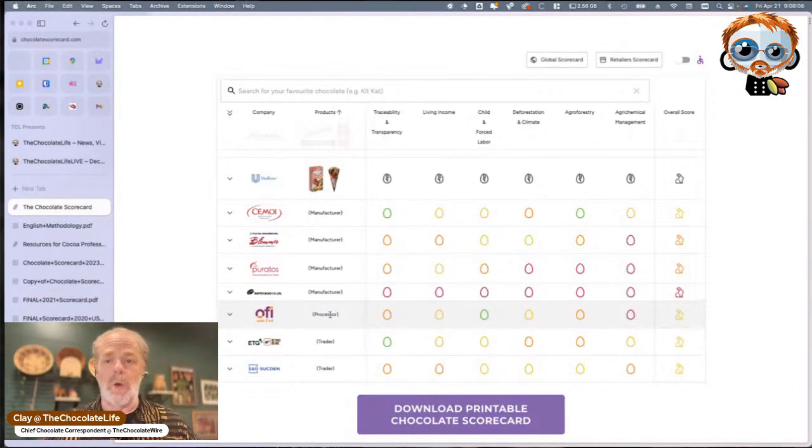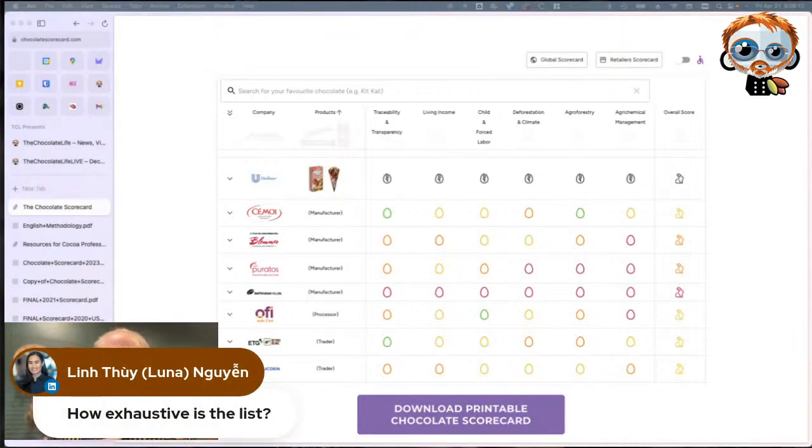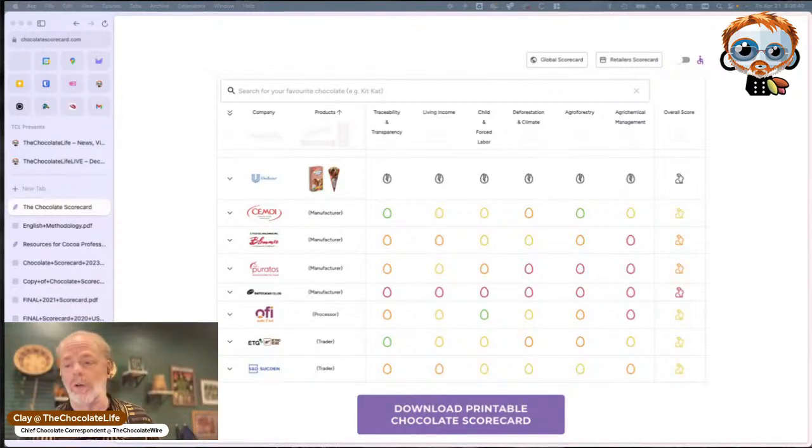So we have Nguyen, who's asking how exhaustive the list is. This year, 43 companies were invited to participate. So that's how exhaustive the list is. I think they mentioned they tried to get companies that represent something like 90% of all the cocoa produced in the world, but the total number of companies is 43, and that's gone up over the last couple of years. But in terms of the number of companies actually involved in the world of cocoa and chocolate, it's a relatively small number. If you wanted to, you could download a PDF of it for yourself.